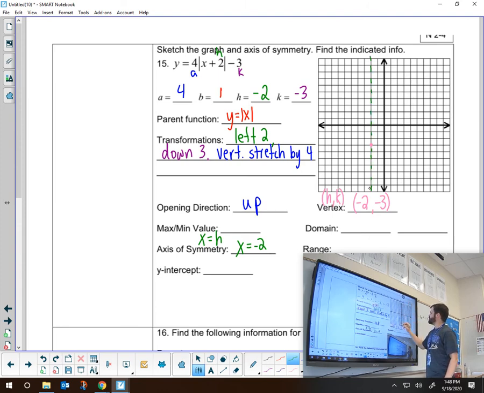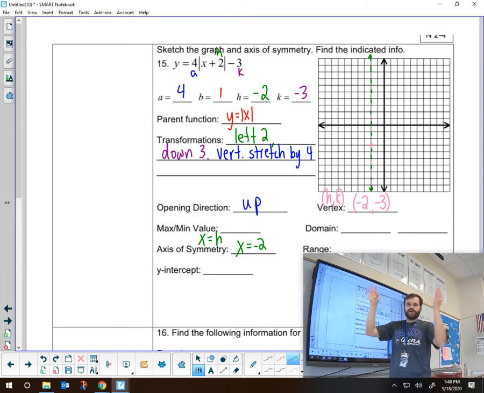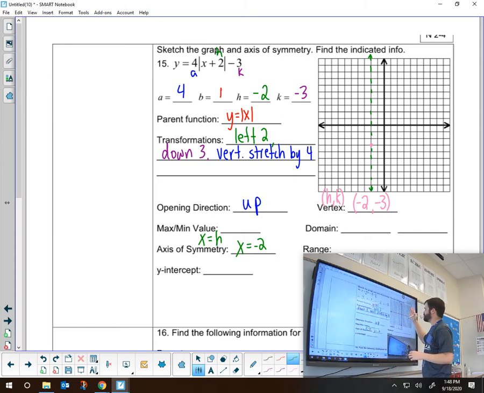That axis of symmetry is just going to be my imaginary line that my graph flips over. And so there's my axis of symmetry. My opening direction is up. So let's go ahead and draw my graph. My normal graph would look like this: up 1 over 1, up 1 over 1, up 1 over 1.